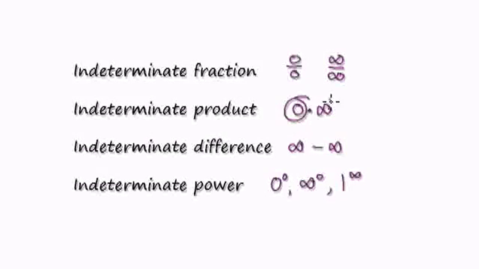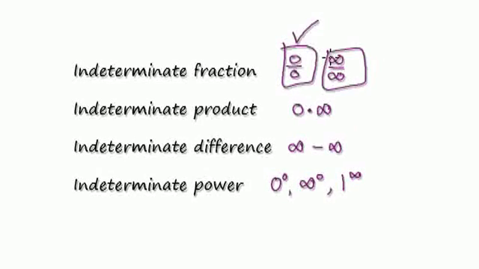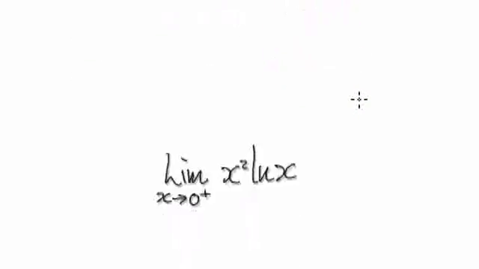In this video, we're going to look at an example of 0 times infinity. So we've already seen 0 over 0. We've already seen infinity over infinity. In this video, we're going to look at this scenario here, where you have 0 times infinity.